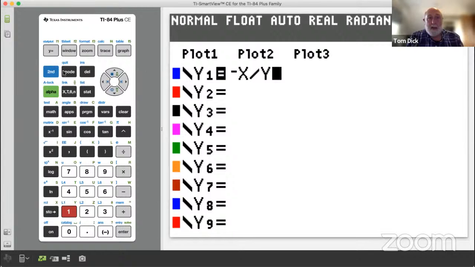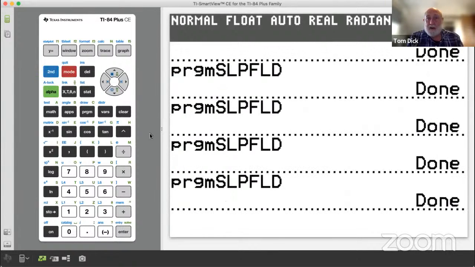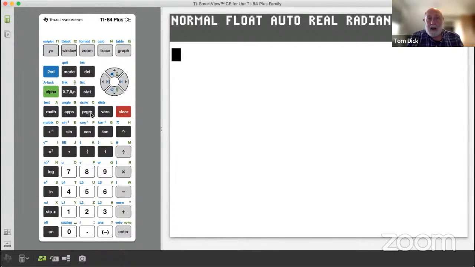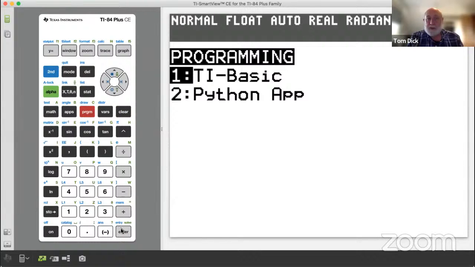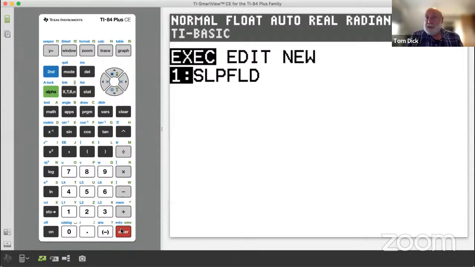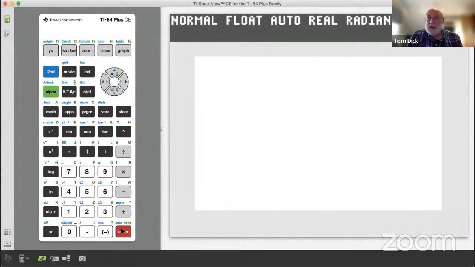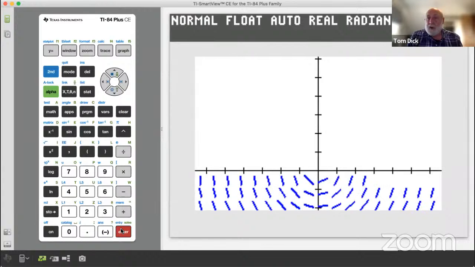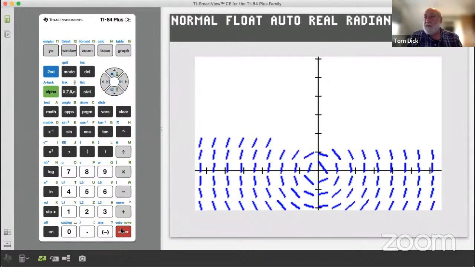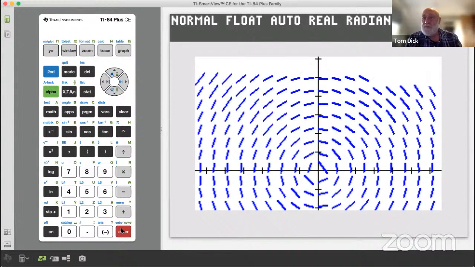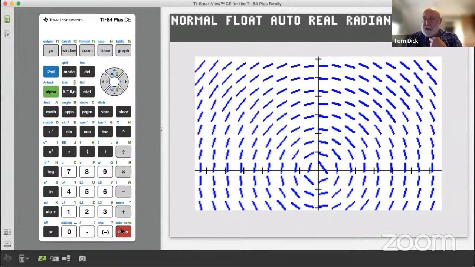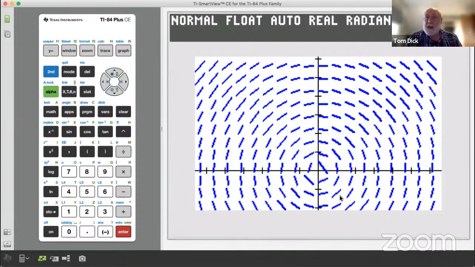If I now quit out of there, I can go to programs, and there's my slope field. I want to execute that program. I've got a little bit different window than a standard one, but it's good enough. So here's whatever window I had. It's doing a nice slope field for me, just like on the Inspire, but it was a program that I had to load on there.